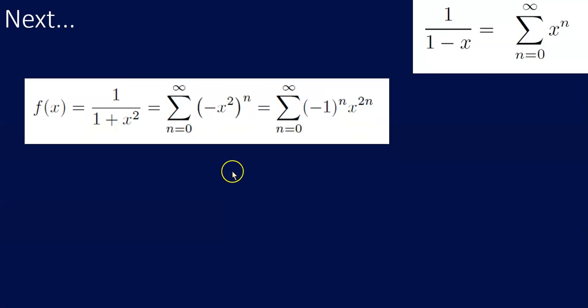Let's do, ooh, that one went fast. Okay, so now I have 1 over 1 plus x squared. So I can think of this as 1 over 1 minus negative x squared. So I've got negative x squared to the n. So I've got negative 1 to the n, x to the 2n.